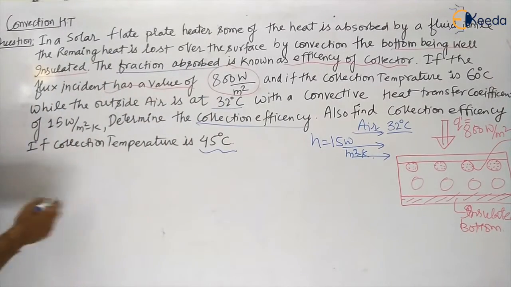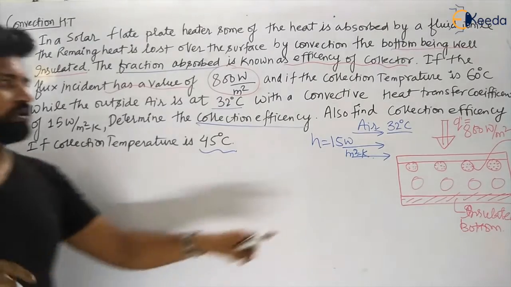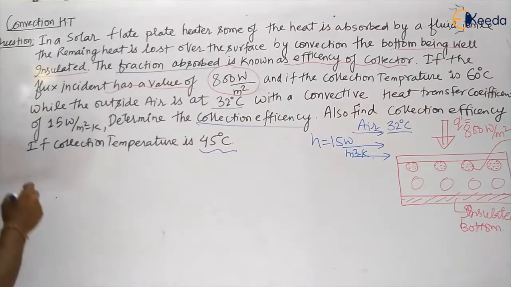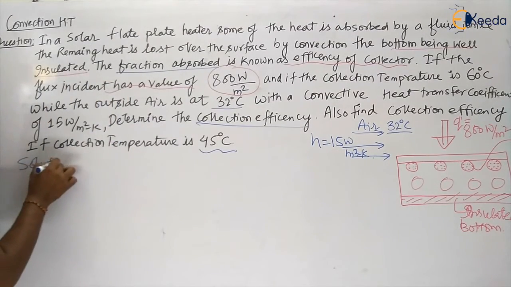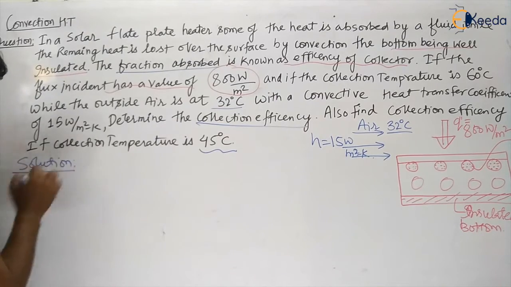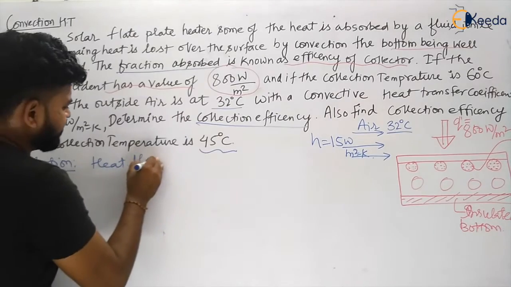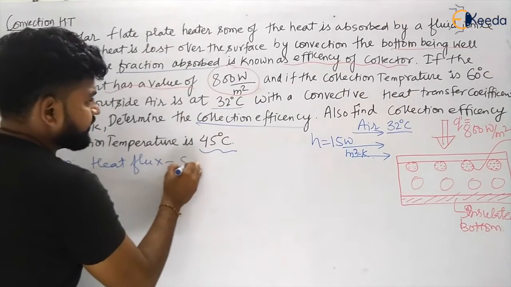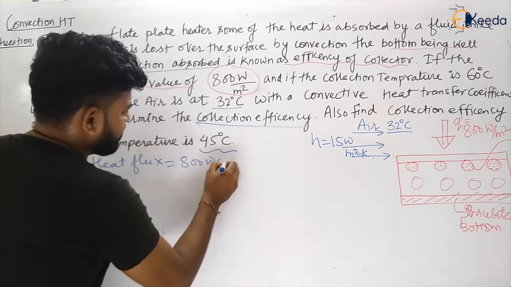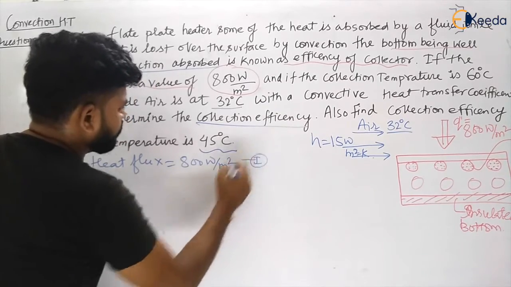So let us see what is given. I have written all these things here, so let us see the solution directly. Solution. So my dear students, what is the heat flux given? The heat flux given is 800 watt per meter square. It is already given. Let us take it as equation number 1.